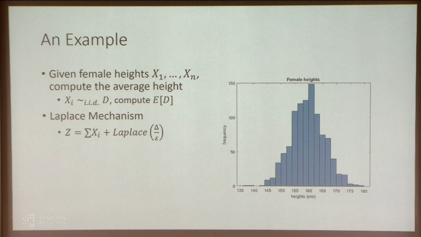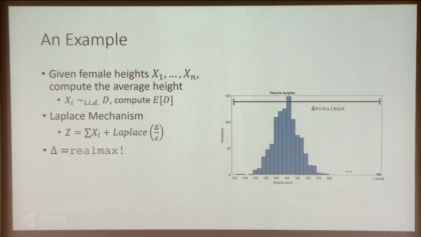And if you're naive, then you could have delta equals real max, in the sense that all you know about your data set is that it's going to be somewhere between 0 and infinity. The best you can do is add noise which is proportional to 1.8 times 10 to the 308, which I'm sure you'll see gives you no accuracy guarantees. So this didn't seem like the best thing, but can we do anything better than this?